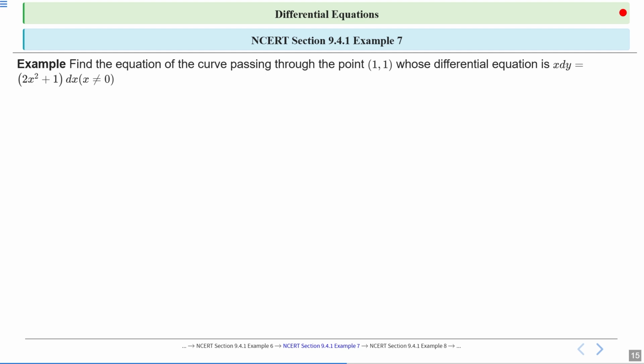So, in this question, we have to find a particular solution of the differential equation x dy is equal to 2x square plus 1 dx, which also satisfies the point 1, 1. So, here the initial condition is y is equal to 1 when x equal to 1. Can we use the variable separable method to solve this differential equation? When we solve the differential equation, we get a general solution. Then we remove the constant c with the initial condition using the point 1, 1, and then we get the equation of the curve. Okay, so try.